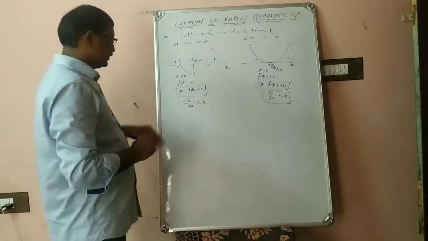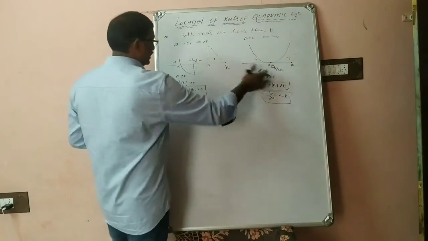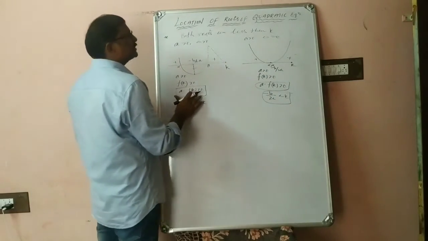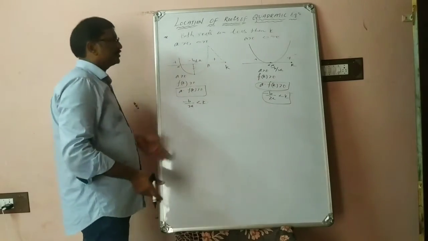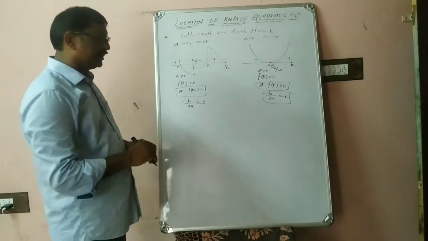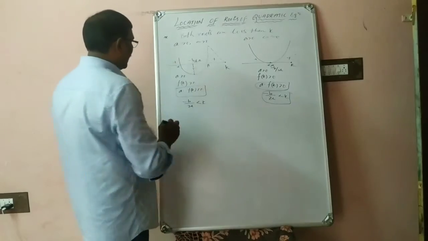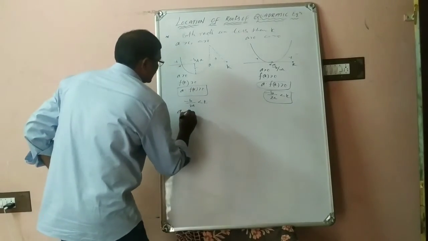So by looking at these two cases, what can we conclude here? a into f of k is positive, a into f of k is also positive, and minus b by 2a is less than k, and there also minus b by 2a is less than k, when a is greater than 0. Now when a is less than 0, what happens?